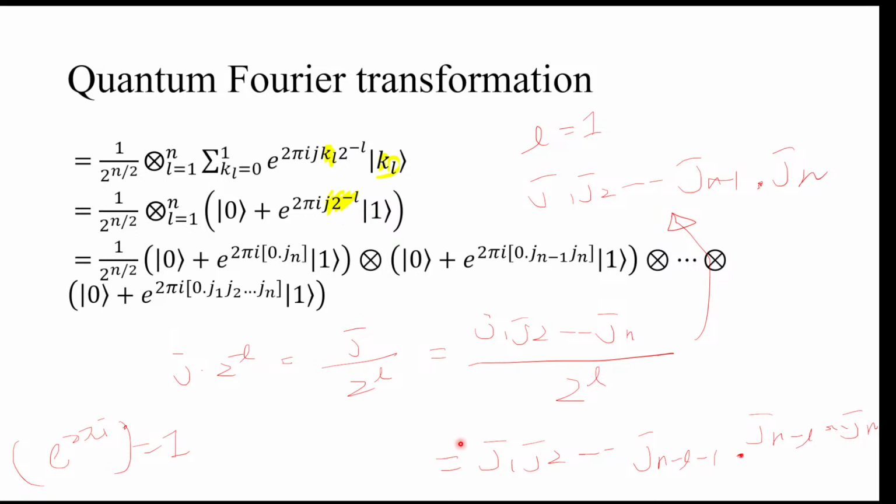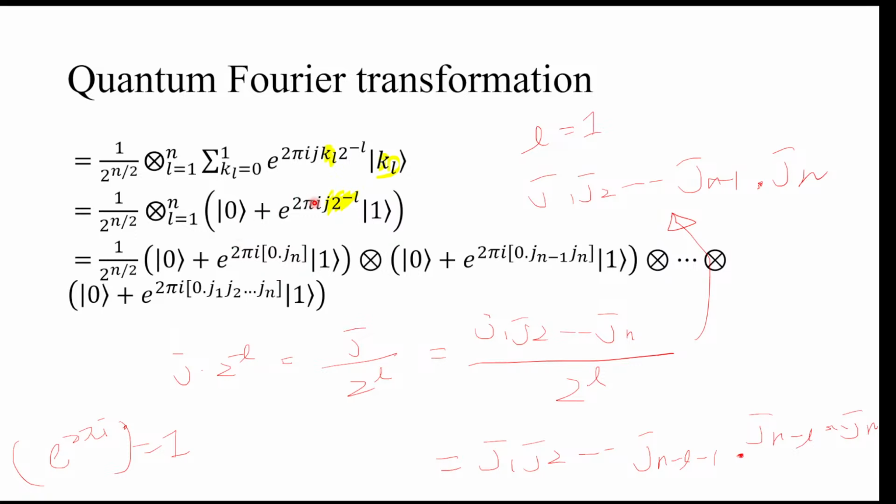Okay, so you just have j1, j2 to j_{n-l-1} dot j_{n-l} and all the way to jn. And I guess it's easier to see an example. So for example, if l equals 1, you start with j, which is j1 to jn, then you move this dot in front by 1 unit. Then you have j1 to j_{n-1} dot jn. But as we say, all those j1 to j_{n-1} don't matter here.